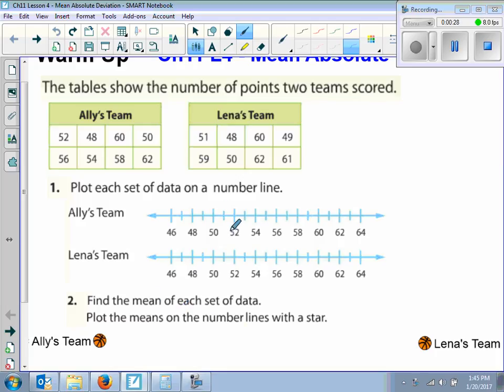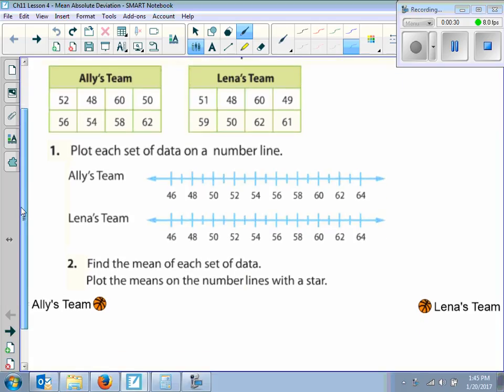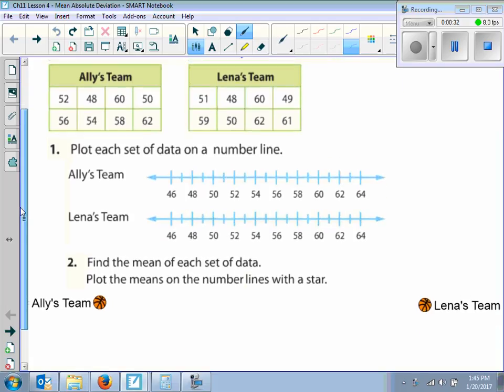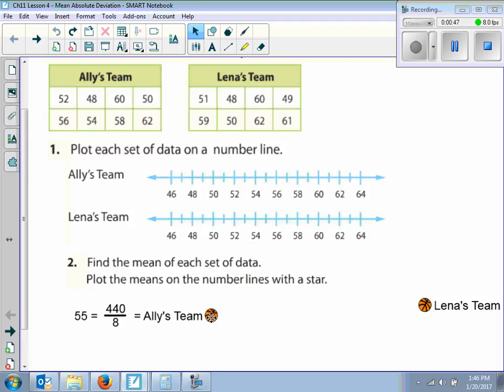with a star. So the first thing I want to do is find the means. To find the mean of Allie's team scores, we add up all the numbers and divide by how many there are. How many are there? 8, right? 2, 4, 6, 8. So we have 440 divided by 8.